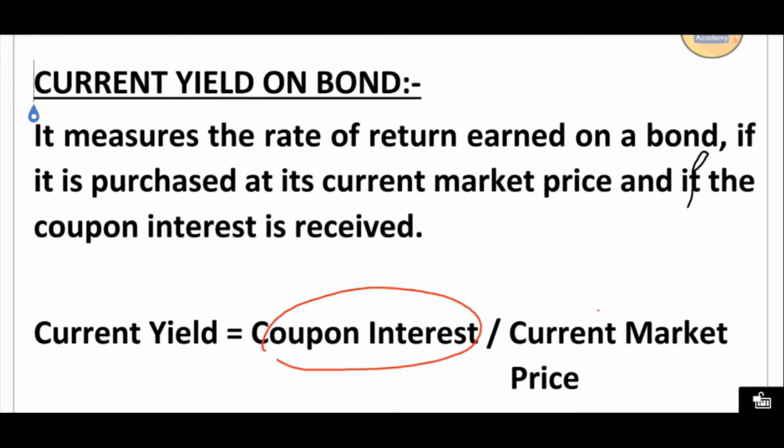So you must have understood what the formula is, because the formula is very important. They will ask sometimes, they will question like this only. Formula: current yield is nothing but, means what is current yield? The coupon interest you received in one year, divide it by the market price. Okay, your current yield will come.